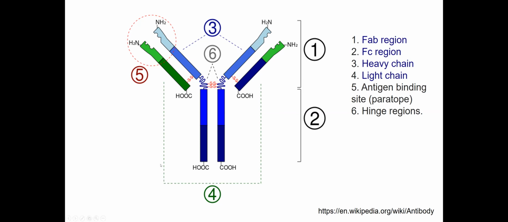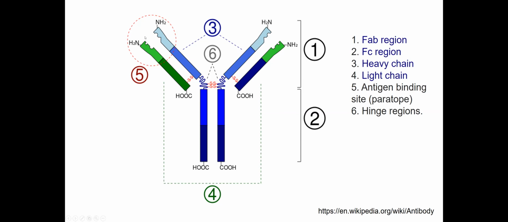So originally this part was called Fc. This C was crystallizable, but it has the same meaning as constant. Okay, so up to here, this is constant. This is a heavy chain. This is a light chain. And half of this part is still constant, and the upper half is the antigen binding site.